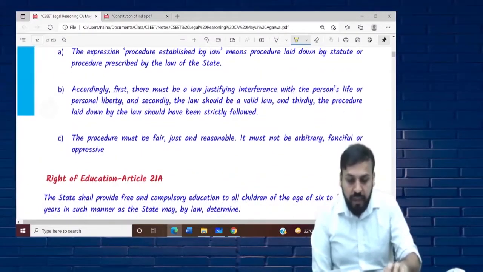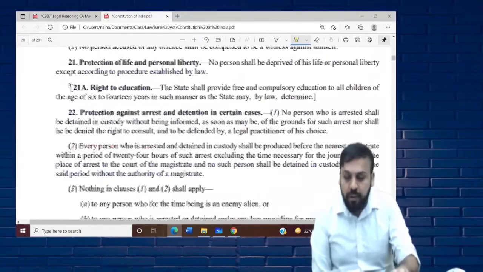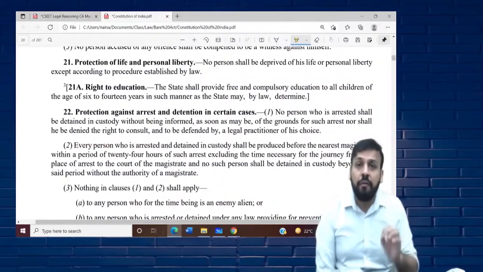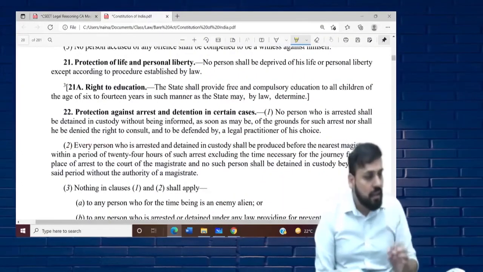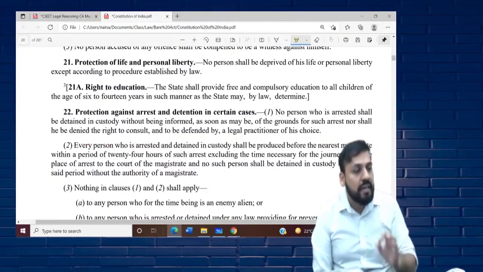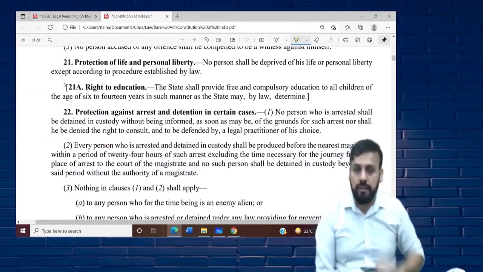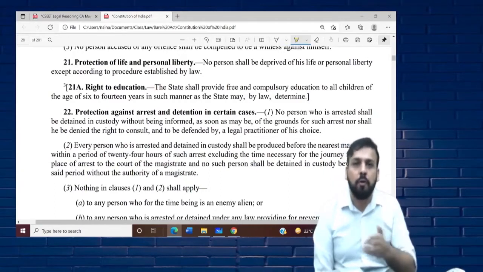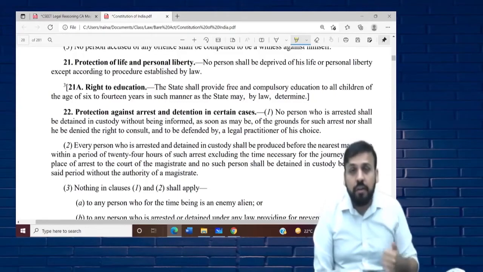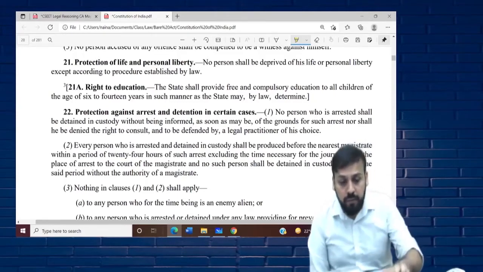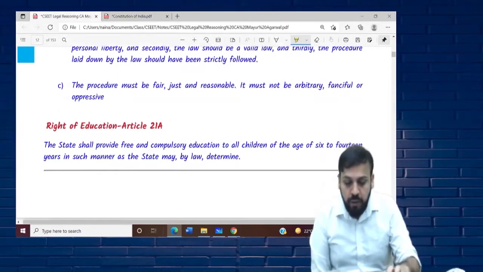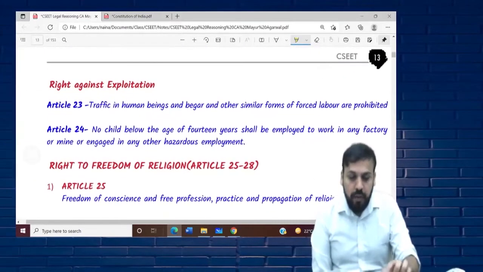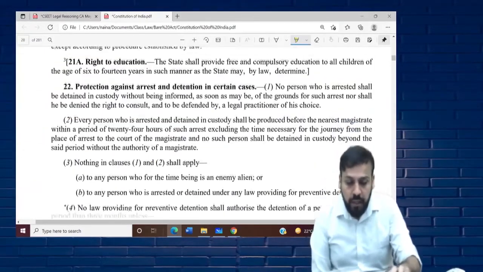Then article 21A, that is right to education. In India, every child from 6 year till 14 year should get compulsory and free education. So obviously government have made government schools. This is a different story that we people go to private school, but it doesn't mean those who cannot afford are not getting free and compulsory education from 6 year till 14 years.